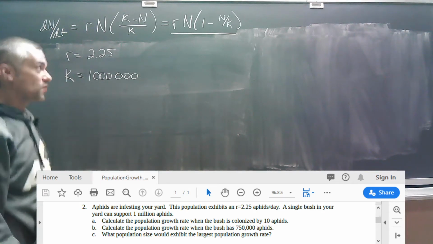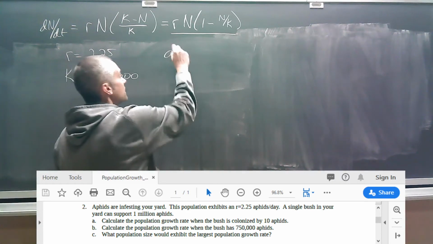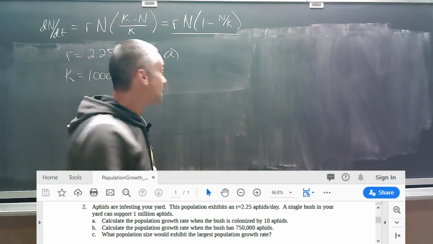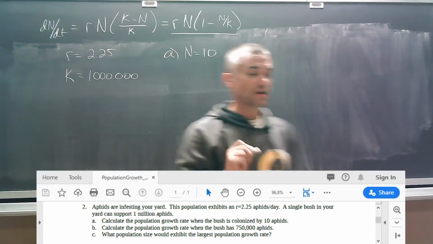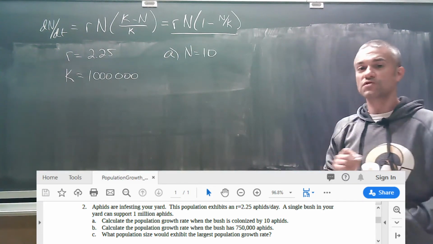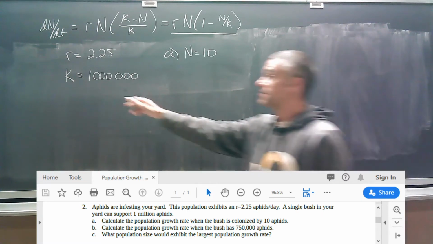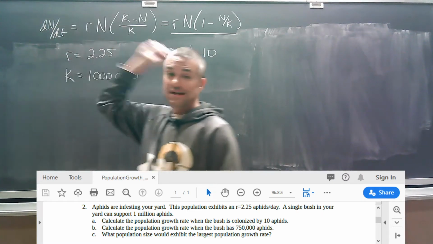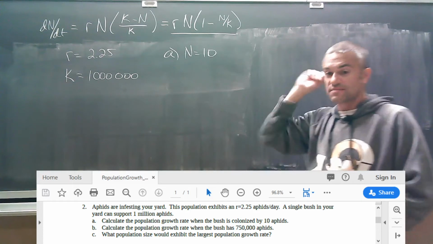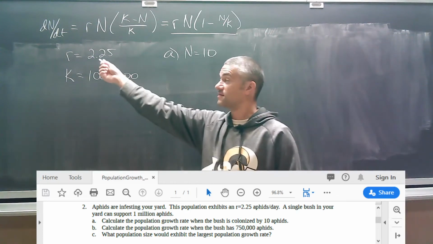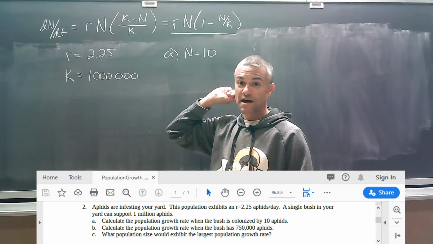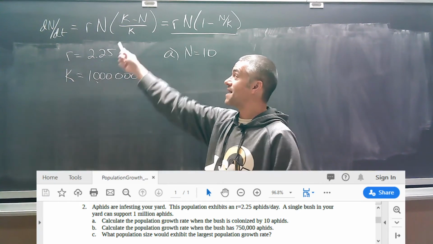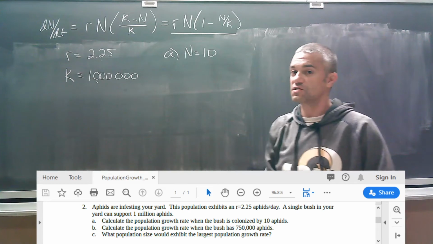All right, so question A says if we have a population size of 10, so 10 aphids colonize our bush, then what is our population growth rate? Our population growth rate is dN over dt. How do I know this? Well, in the problem, I'm given R, and the problem tells me the carrying capacity. Since I have a carrying capacity, I know that I'm using this logistic growth equation.